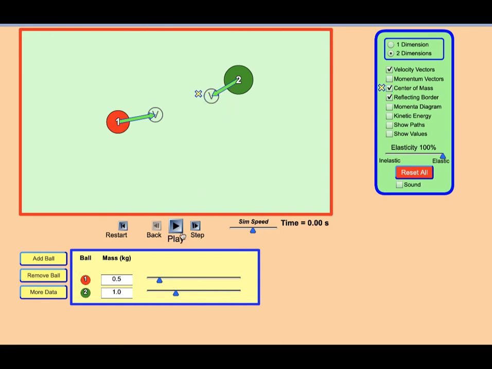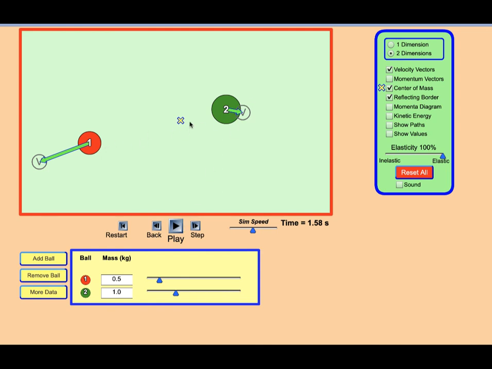Now when I hit play, look at this. The center of mass of the whole thing, even after they collide, keeps moving in the same direction. So let me back it up a little bit here. If I restart it here, when I hit play, notice that the center of mass, even after they collide, doesn't change. It just keeps going in the same direction. As long as they're interacting with each other, the center of mass of the 2 objects stays the same.